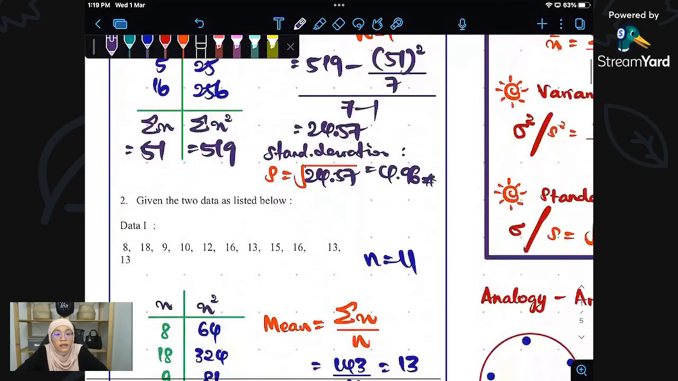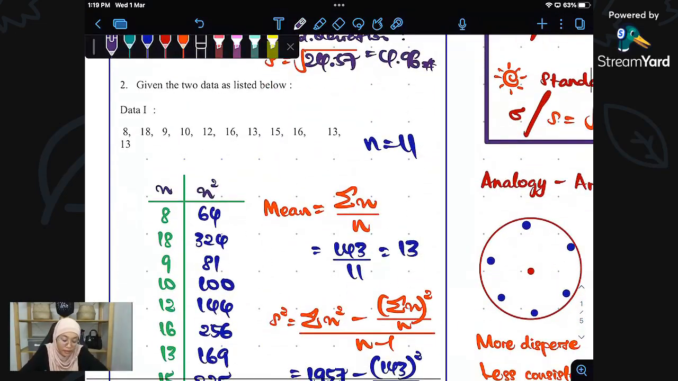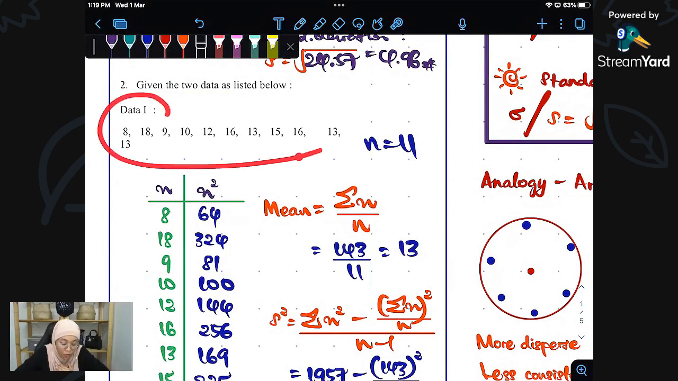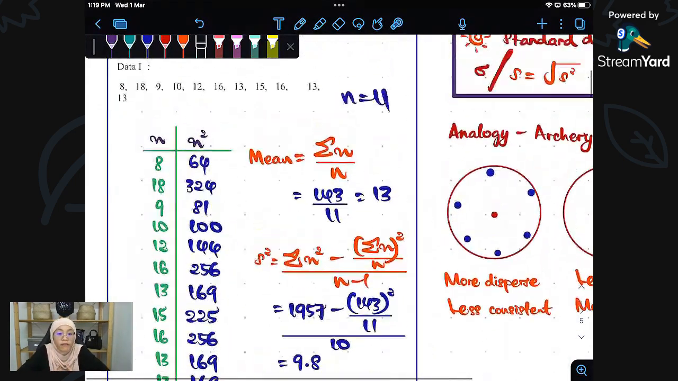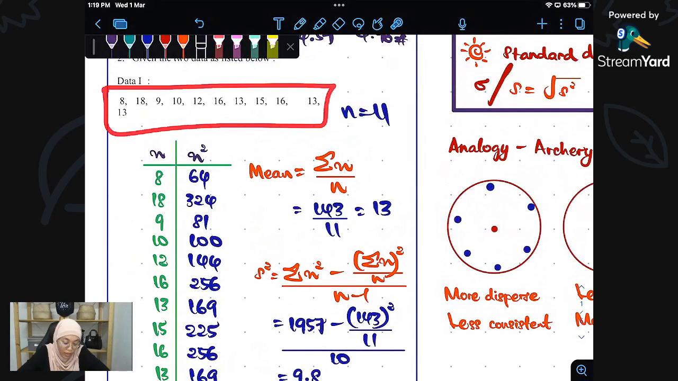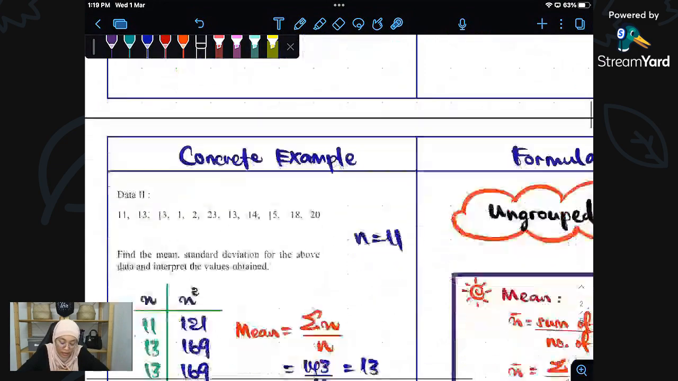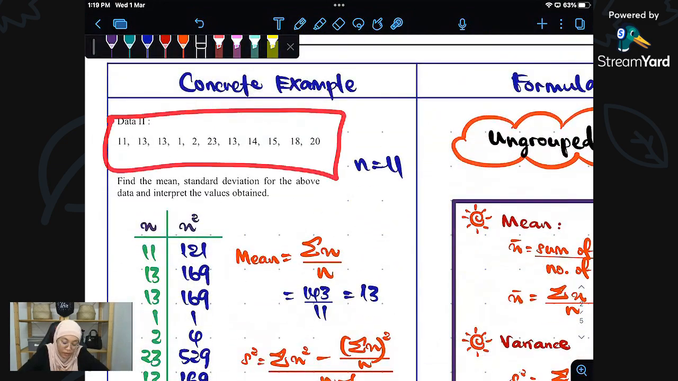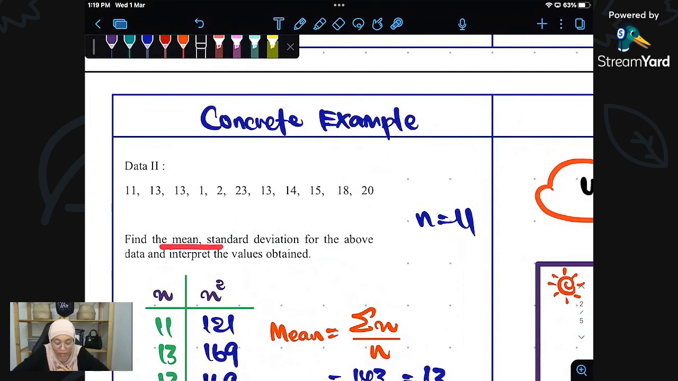Let's move on to example 2, the next example. Given the two data listed below, I'm so sorry, this is data 1. I have done it for you. This is the same thing again and again, the same thing here for my data 1. So we have two data for this question. Another data is over here, data 2. And then the question is asking us to find the mean and the standard deviation.